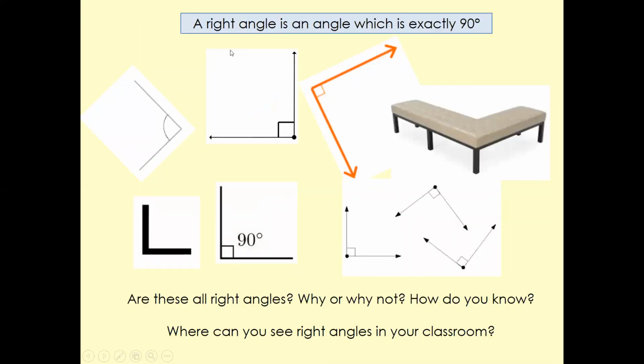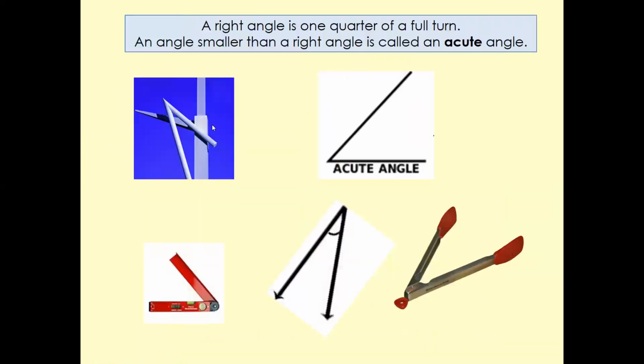Now, one type of angle is a right angle, and the right angle is an angle which is exactly 90 degrees. Let's have a look at these examples. Are these all right angles? Why? Why not? How do we know? And where else can we spot some examples of right angles? In your classroom, at your home, or somewhere outside. A right angle is 1/4 of the full turn.